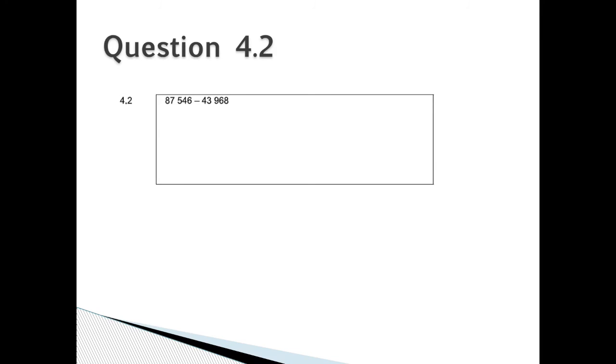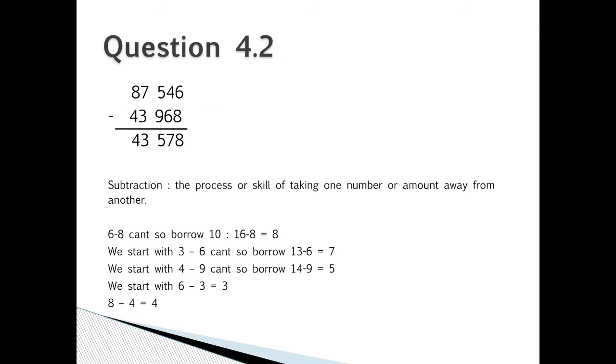Question 4.2. 87,546 minus 43,968 will give you. Subtraction is the process or skill of taking one number or amount away from another. So 6 minus 8, you can't do that sum, so you borrow 10. It becomes 16 minus 8, which is 8. So we had 4 minus the 1 that was borrowed, so now we are left with 3. 3 minus 6, you can't, so you borrow again. It becomes 13 minus 6, which will give you 7.